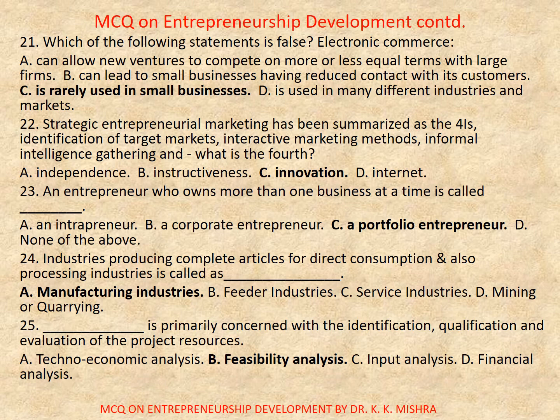Question number 24. Industries producing complete articles for direct consumption and also processing industries is called as dash A, manufacturing industries, B, feeder industries, C, service industries, D, mining or quarrying industries. So correct option is A, manufacturing industries. Question number 25. TAS is primarily concerned with the identification, qualification and evaluation of the project resources. So obviously here it's feasibility analysis. From among the options, techno-economic analysis, input analysis and financial analysis, B is the correct answer.